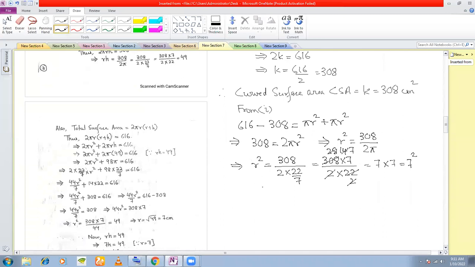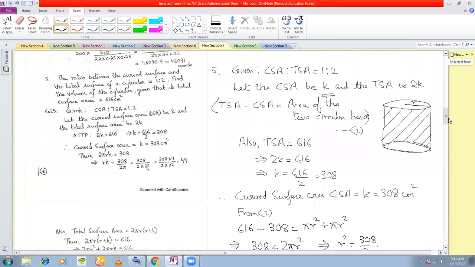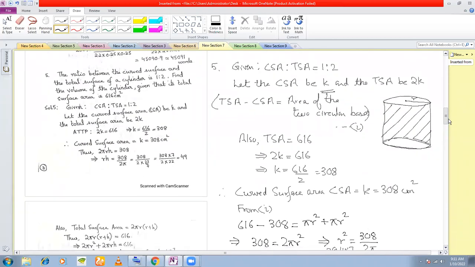So therefore, R square you're getting as 7 square or 49. That means R must be the square root of 7 square, which is equal to 7 centimeters. So we have got the radius of the base of the cylinder. We have got R. And what is the question here? You need to find out the volume of the cylinder.